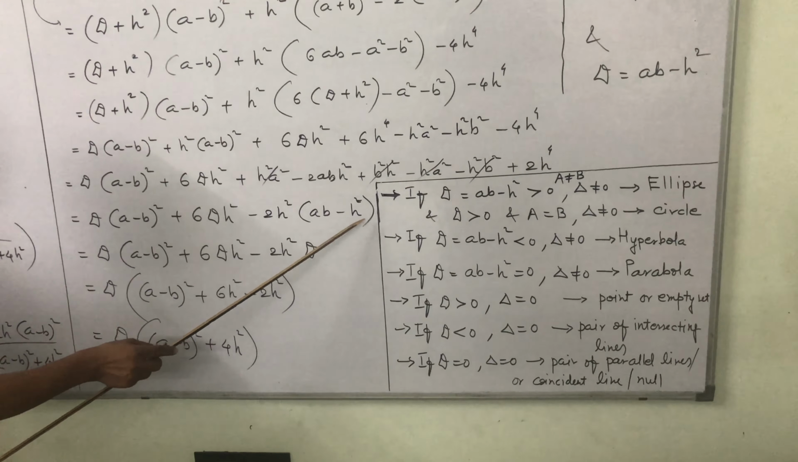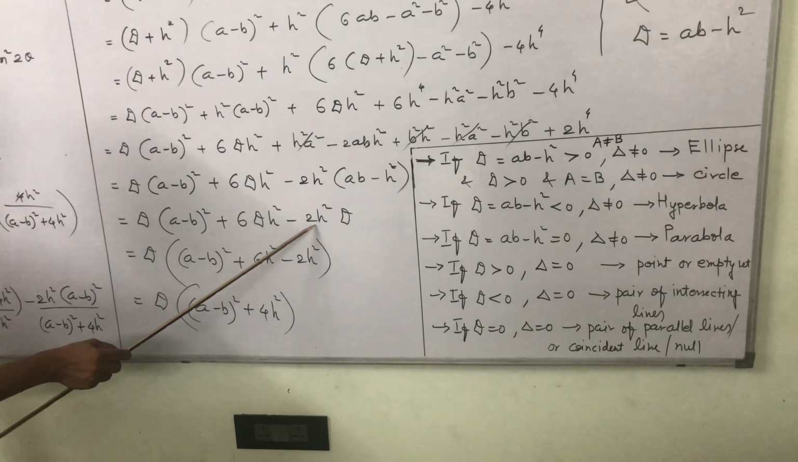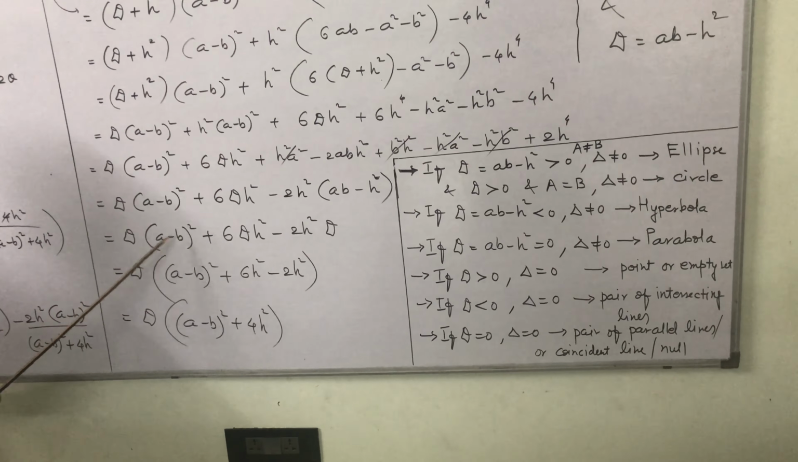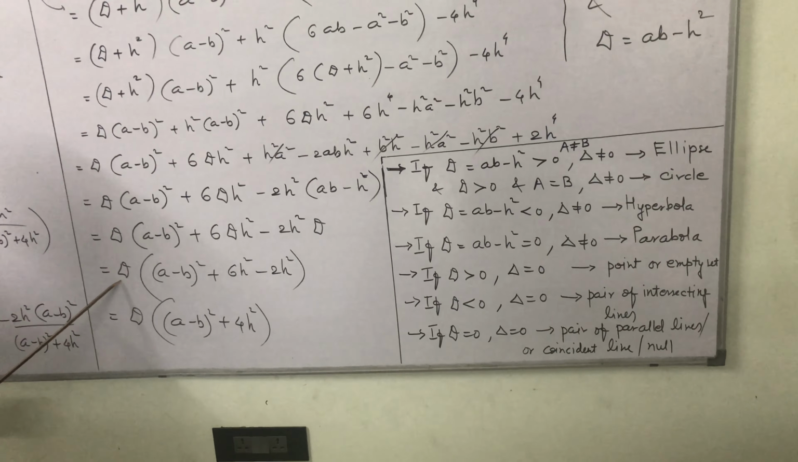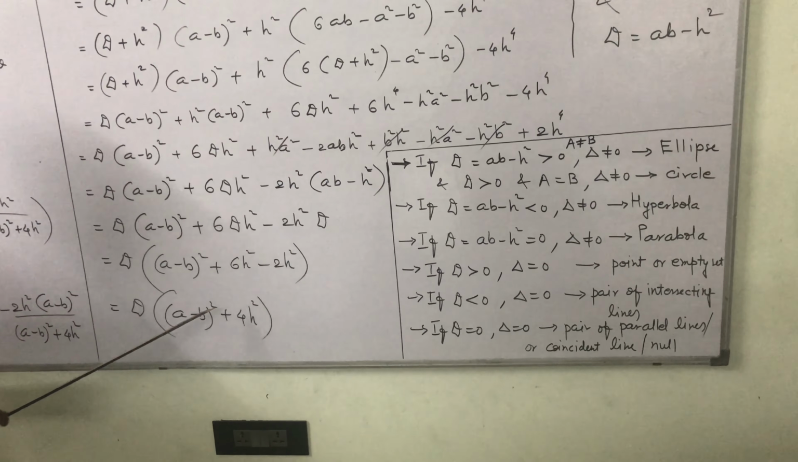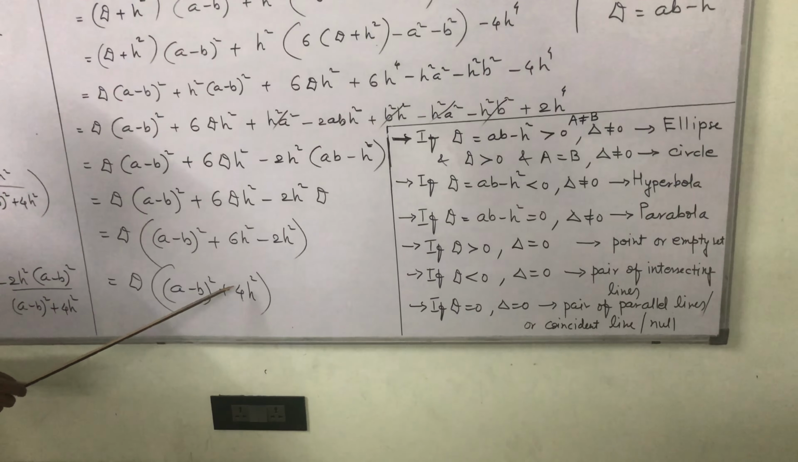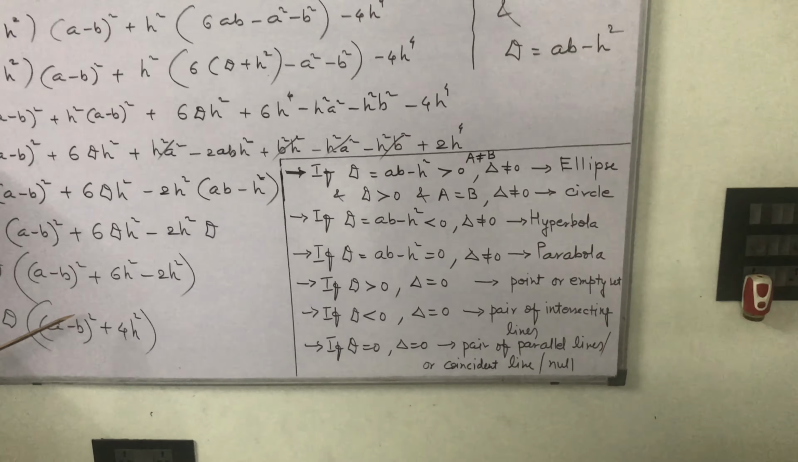But this one is again d. So d into (a minus b) whole square plus 6dh square minus 2h square into d. Taking common d in all the three terms, we have d into (a minus b) whole square plus 6h square minus 2h square. So equal to d into (a minus b) whole square plus 4h square. But this one is always positive.